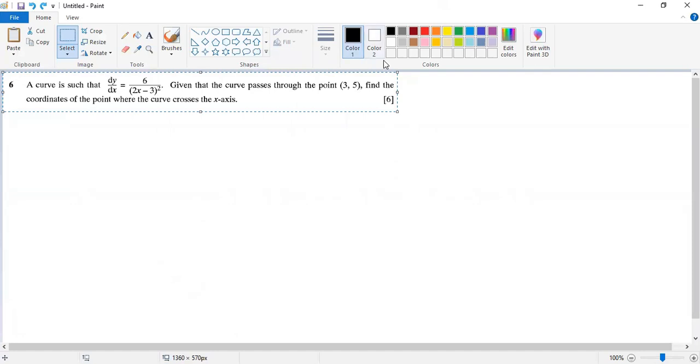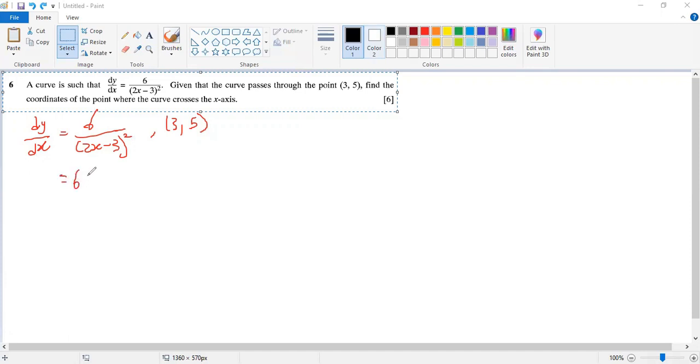Continue with question number 6, please. Let's begin. So the coordinates, a curve is such that dy/dx equals this thing. So that means dy/dx equals, it's good to copy it. As you copy it, you get the feel of the equation, 2x minus 3, then whole square like that. Given that the curve passes through the point (3, 5), find the coordinates of the point where the curve crosses the x-axis.